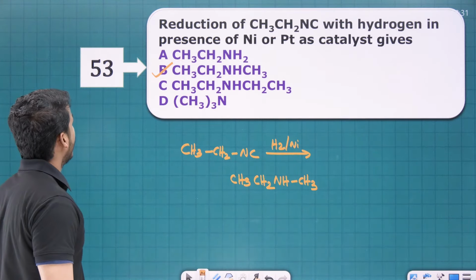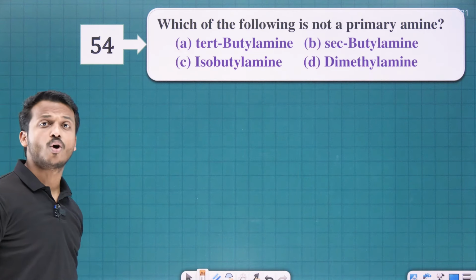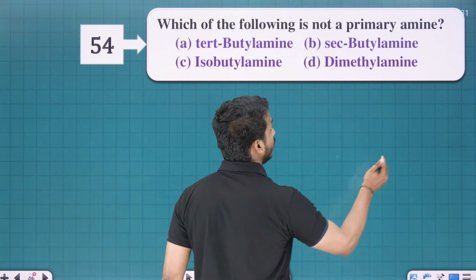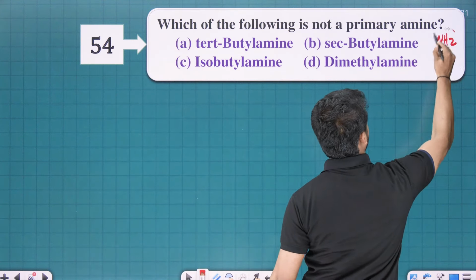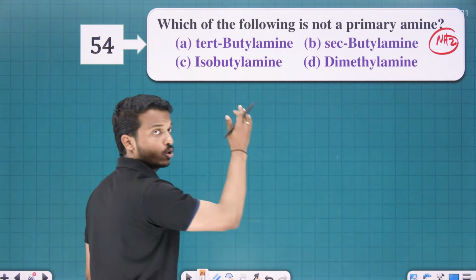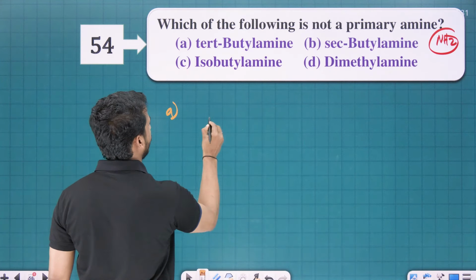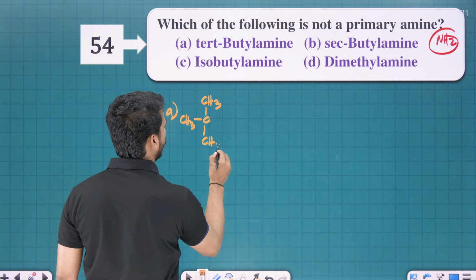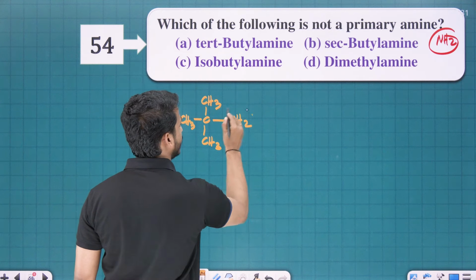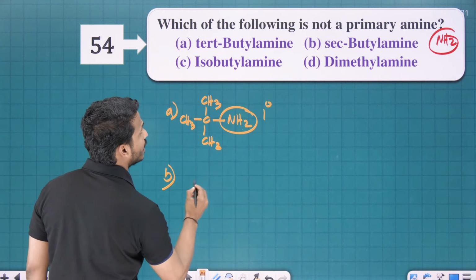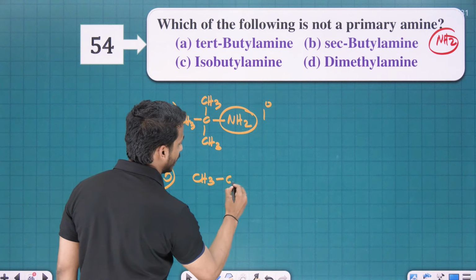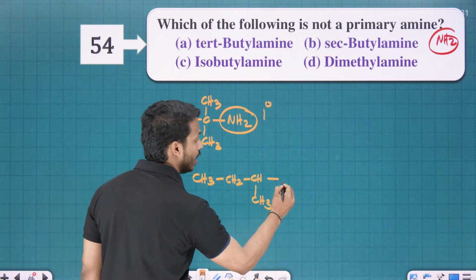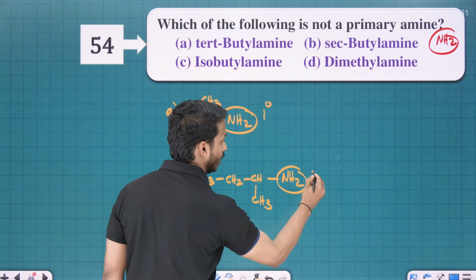Next one, which of the following is not a primary amine? What is meant by primary amine? They basically contain the NH2 group. For your reference, I am giving the compound structures. What is meant by tert-butyl? One carbon connected to three methyl groups is called tert-butyl, with amine. See, it's primary. Option B is sec-butyl. What is sec-butyl? CH3CH2CHCH3. This is called sec-butylamine. This is also primary.